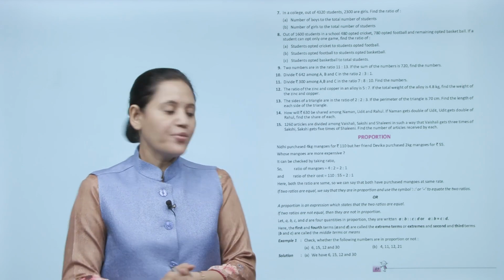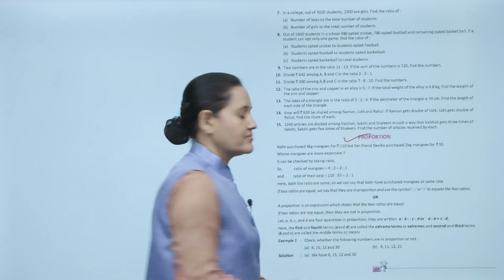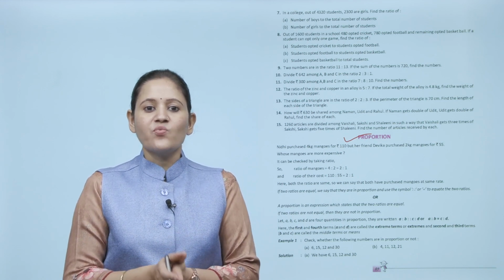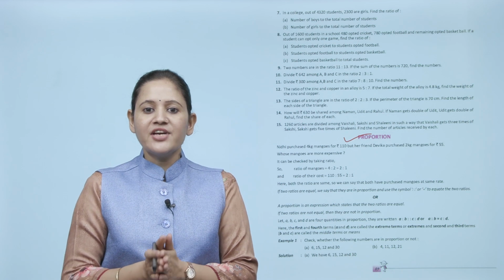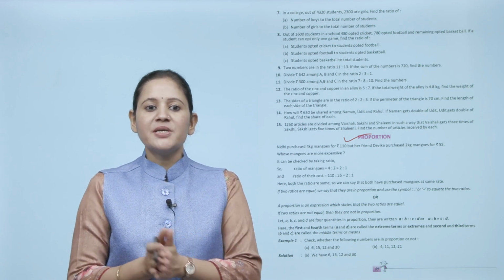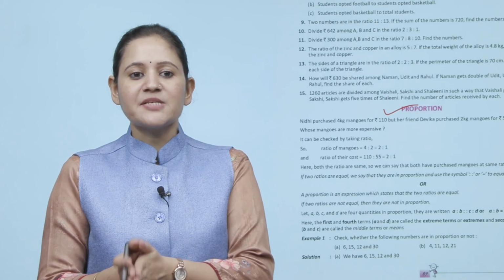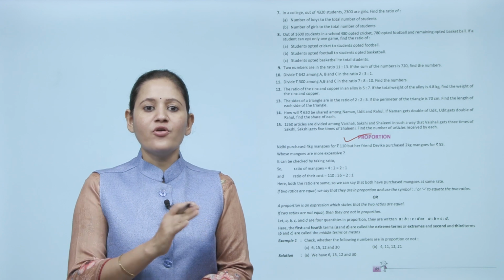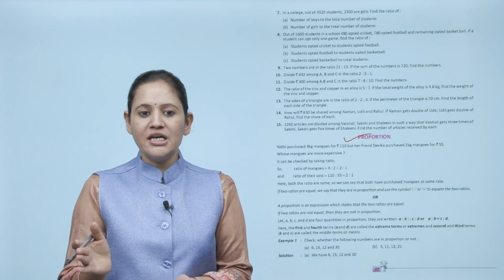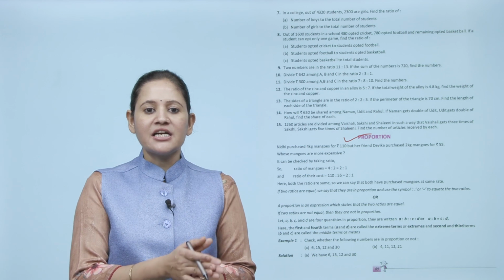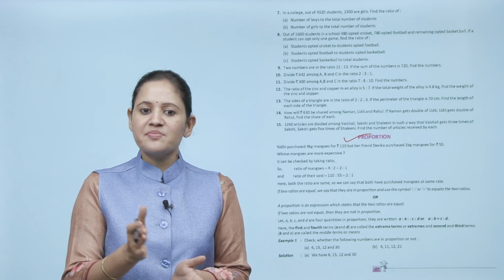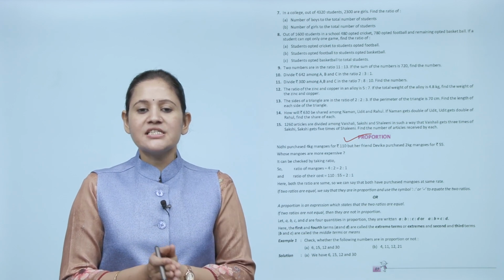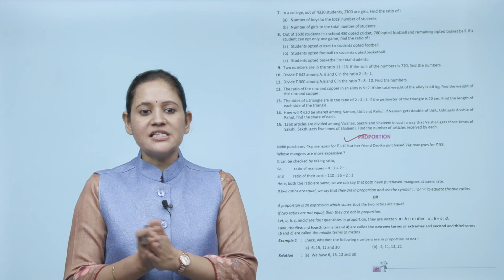Our next topic is proportion. Nidhi purchased 4 kgs of mangoes for rupees 110, but her friend Devika purchased 2 kgs of mangoes for rupees 55. Whose mangoes are more expensive? It can be checked by taking the ratio. Ratio of mangoes क्या हो जाएगा? 4 ratio 2. Simplest form में हो जाएगा 2 ratio 1, and the ratio of their cost, that is 110 ratio 55, simplest में हो जाएगा 2 ratio 1. Here both the ratios are the same. So we can say that both have purchased mangoes at the same rate.